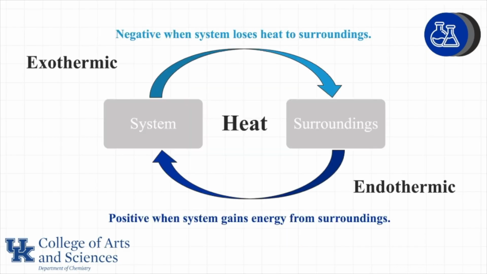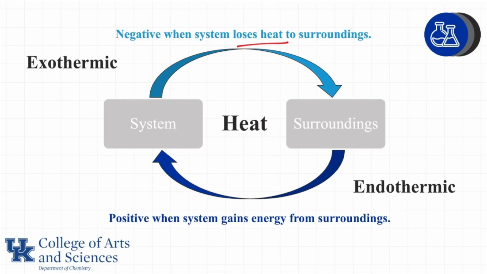When we look at heat, we see that when heat is going from the system to the surroundings, so heat is leaving the system, going to the surroundings, that's a negative value. We also refer to this as exothermic. And when we talk about exothermic, what we're saying is heat is exiting the system. So exiting, exothermic, negative value.